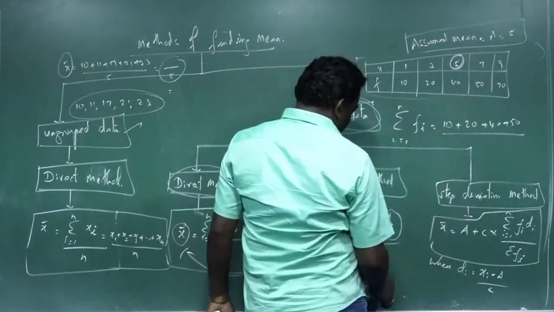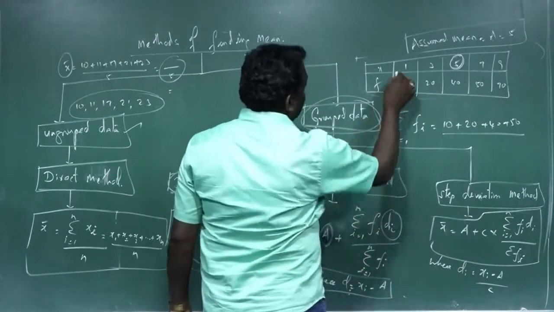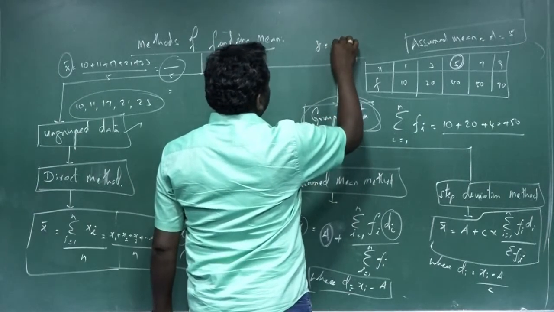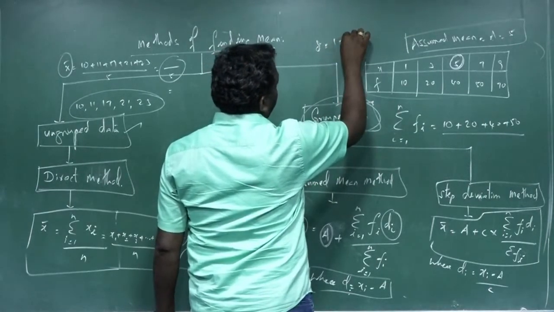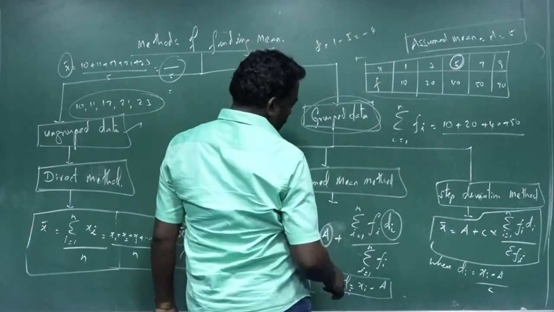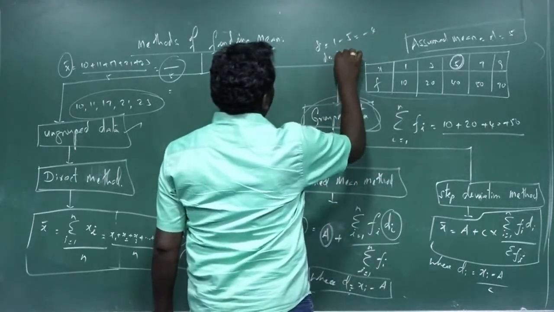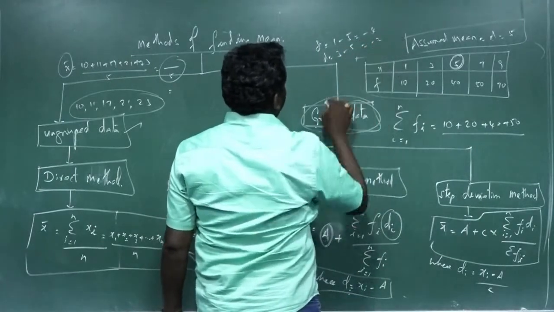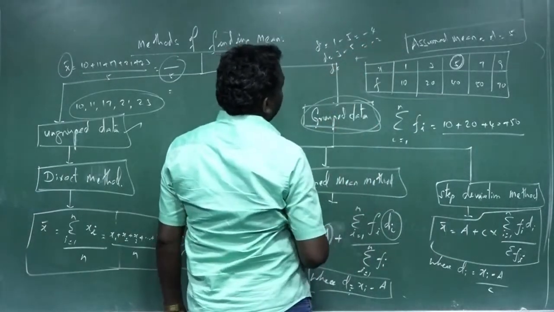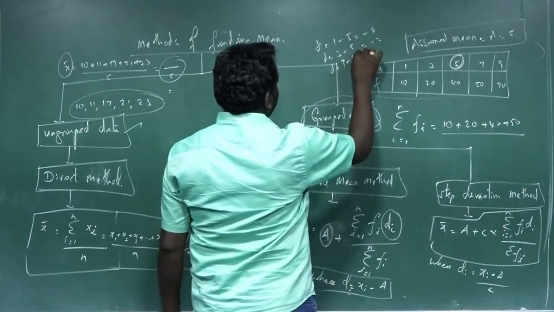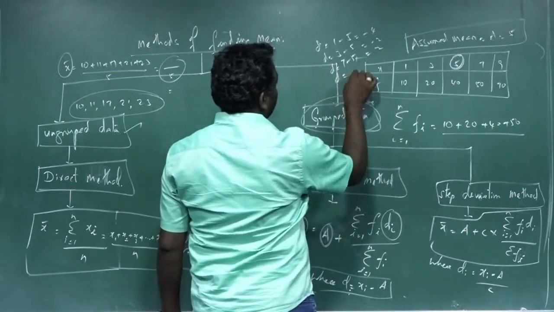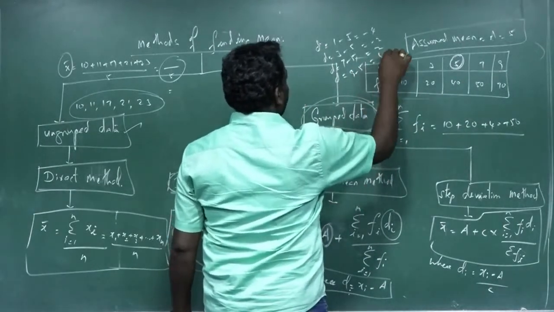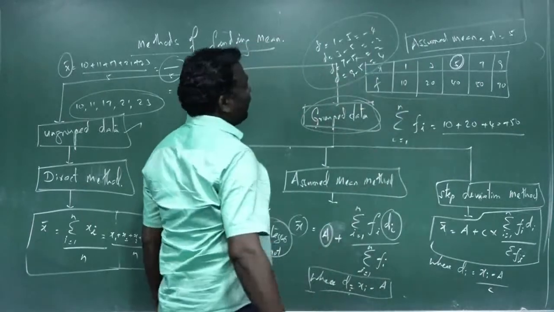To find the deviation, with the assumed mean of 5, for the first value x1, d is defined as the first value minus the assumed value, 1 minus 5, equal to minus 4. Take the second value: d is the second value, 3, minus the assumed value 5, which equals minus 2. Next, d is 7 minus 5, equal to 2. Next deviation, the x value is 9, and the assumed value is 5, so it is equal to plus 4. So we just have to calculate the deviations.